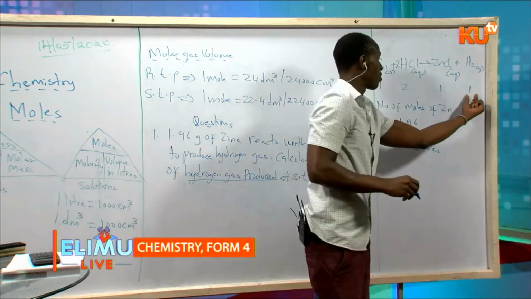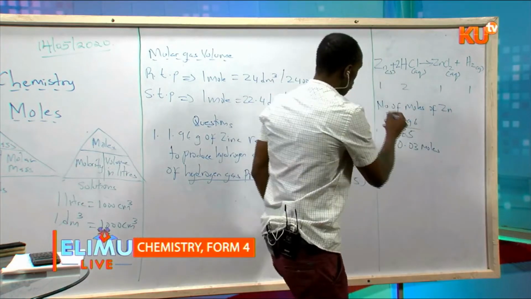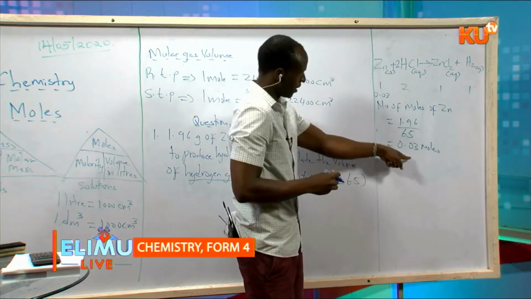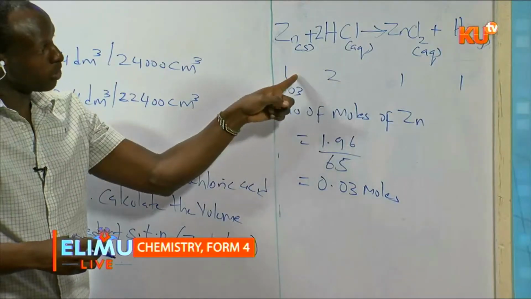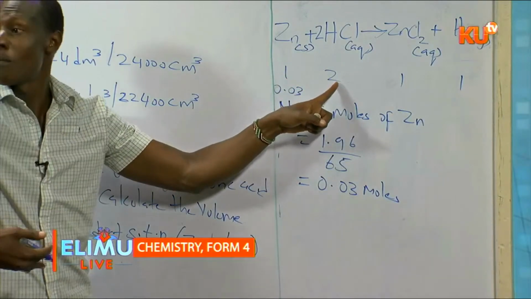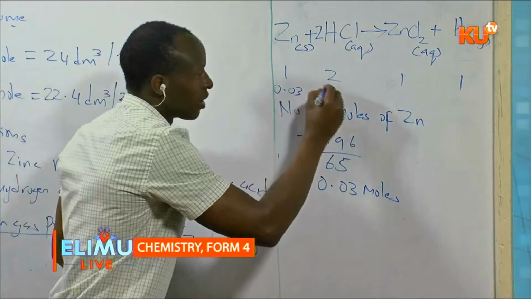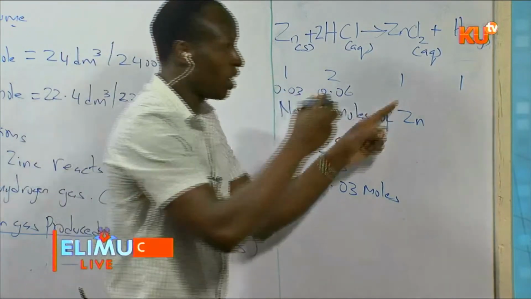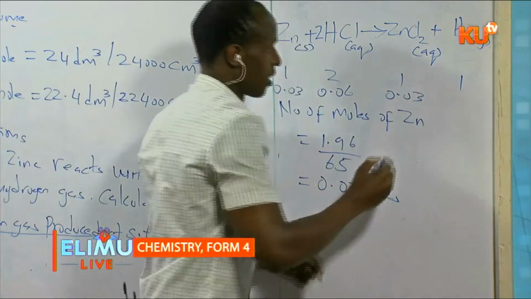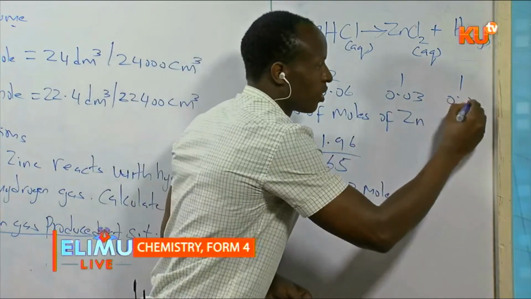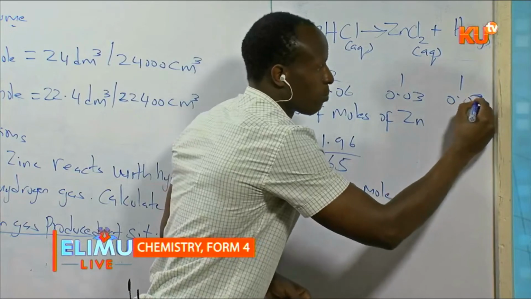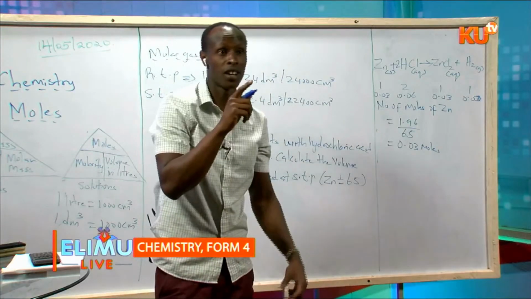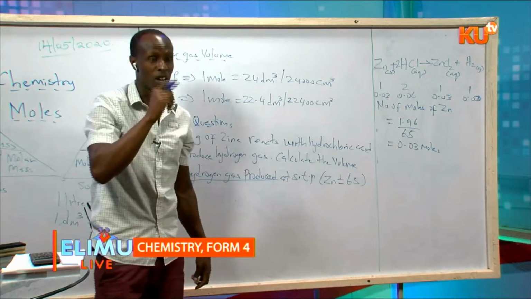So I want to know the number of moles of hydrogen gas. Here, the number of moles will be 0.03. I've calculated for zinc. For HCl, because the ratio is 2, it doubles, so the number of moles is 0.06. Zinc chloride, the ratio is still 1, so it's still 0.03. And hydrogen gas, 0.03. You don't want the number of moles of hydrogen gas, you want the volume of hydrogen gas.